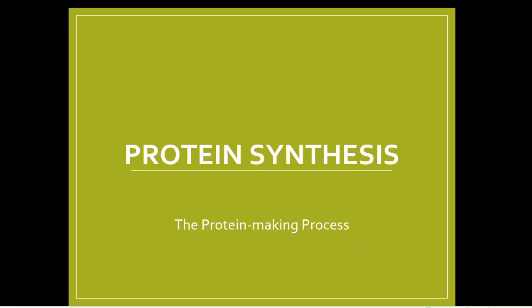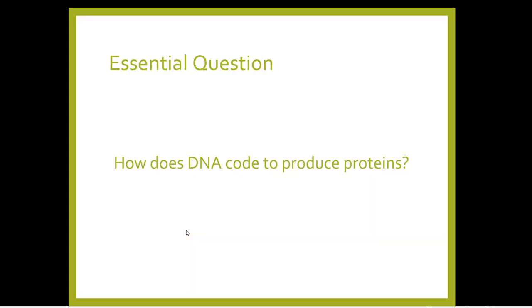Okay, so protein synthesis. It is the protein making process. So what is our essential question? How does DNA code to produce proteins? Proteins are used all over our body and our muscles, but they also make up the color in our eyes. They make up our skin. Everything you have, all your traits, your hair, color of hair, is done by proteins, okay? So we're going to learn how DNA, now that we know how it's replicated, how does it code to produce those proteins and make it happen?